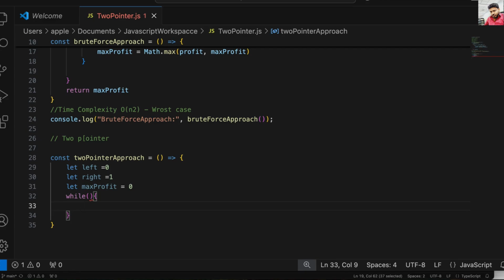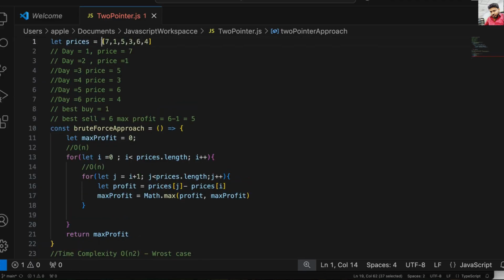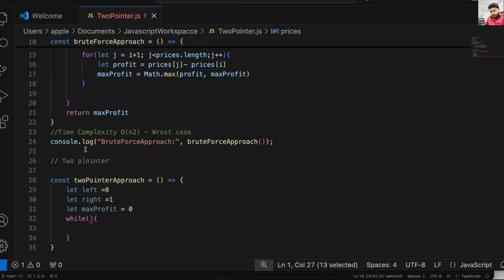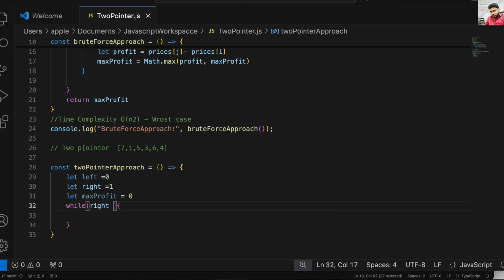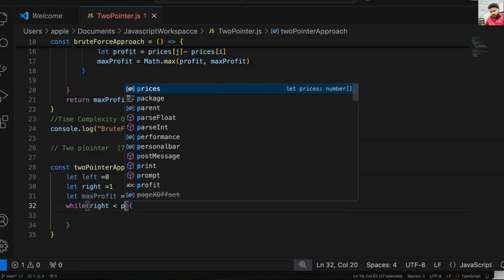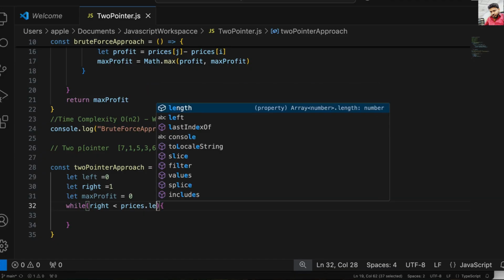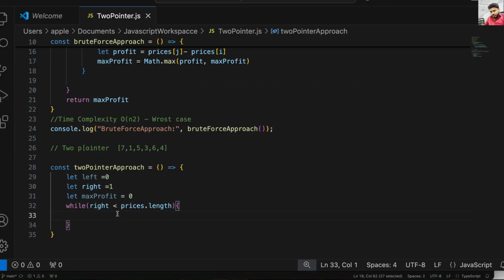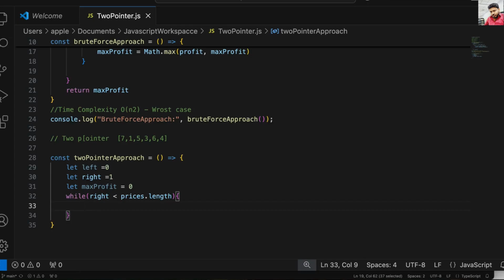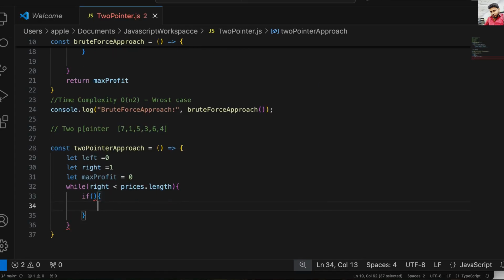So what it will do now, the left will go to the array. For example, the initial left will be 7 and initial right will be 1. Okay, and we are going to do the max calculation here. So I will check the condition, right needs to be less than the prices length. So this is for the loop. Okay, now we are going inside and we have the calculation here.